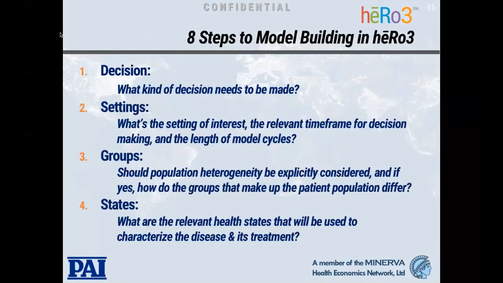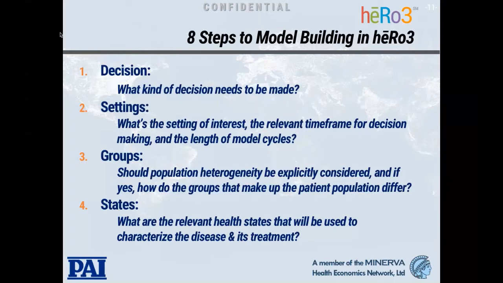So getting into the steps for building a model in heRo3. We've broken it down into an 8-step process that every model goes through, regardless of whether it's a Markov model or a partition survival model. So the first step is decision. In other words, what kind of decision needs to be made? What kind of comparison is being made between different strategies? We're going to skip over that one because that one is still in development.